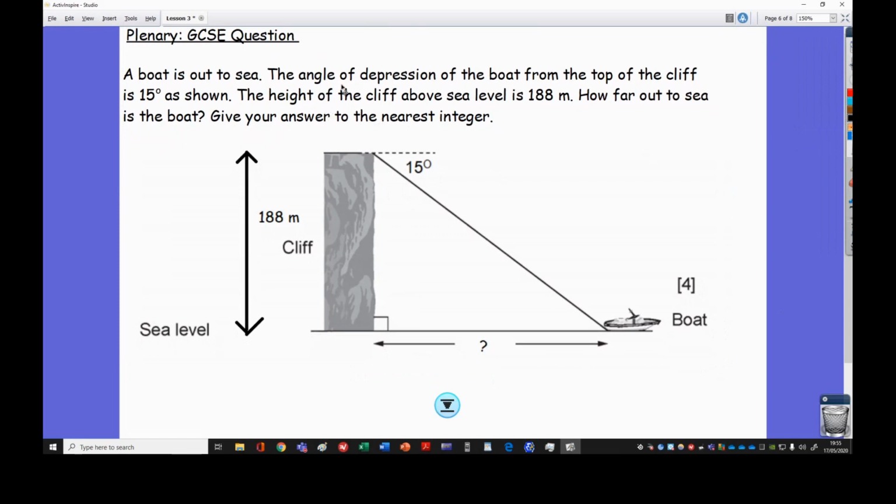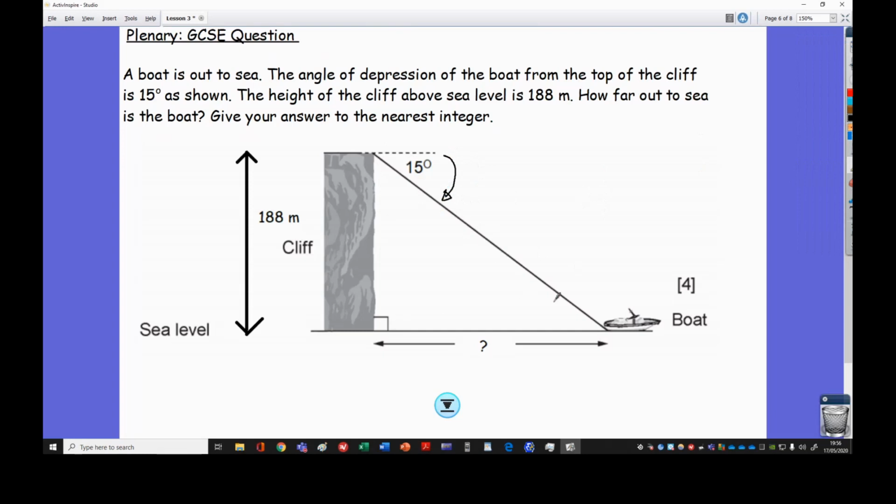So a boat is out to sea. The angle of depression of the boat from the top of the cliff is 15 degrees, as shown. So that means if you look at a straight line jutting out from the top of the cliff, you'd have to go 15 degrees clockwise to be directly in line with the boat. So that's the angle of depression. We think of it as angle of depression because it is going down from the cliff, like that.